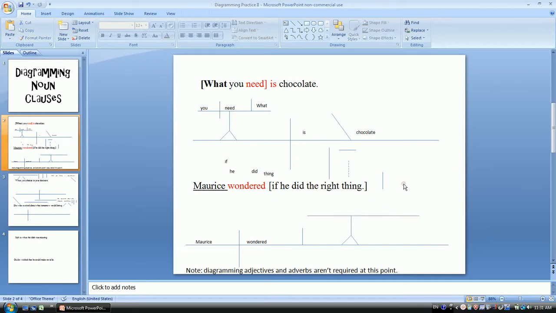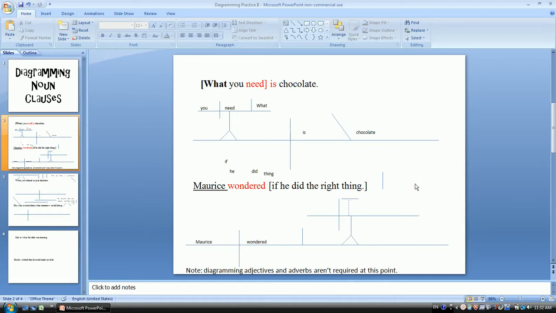Now, this one is kind of special because if is one of the special signal words that really only introduces the clause. It does not have any grammatical meaning apart from that. So, when one of those words, and that's going to be words like if, that, and, I'm looking it up right now, if, that, and whether. Those are your three words that are going to use this dashed line because they serve no grammatical function except to signal or introduce the noun clause.